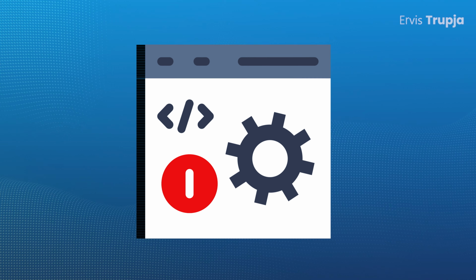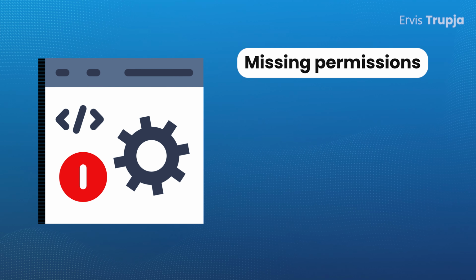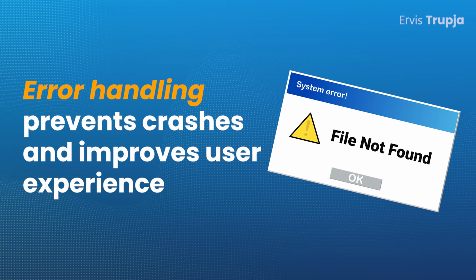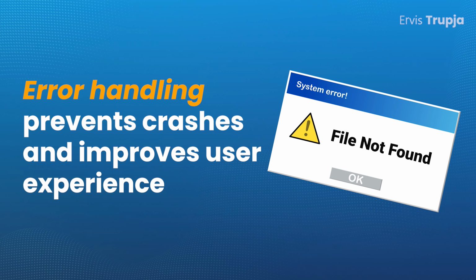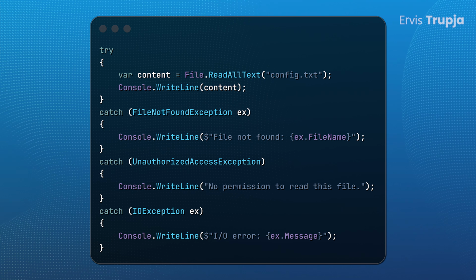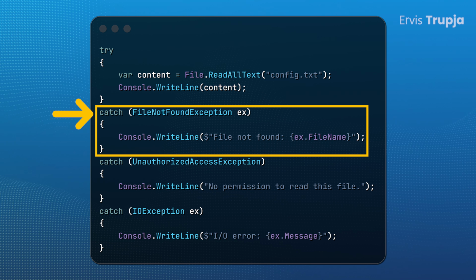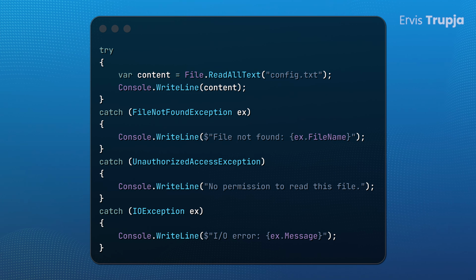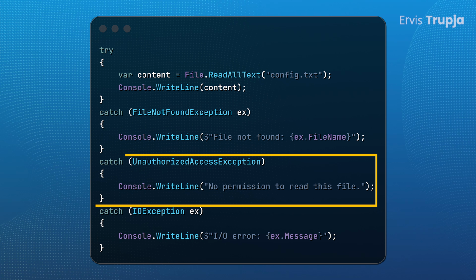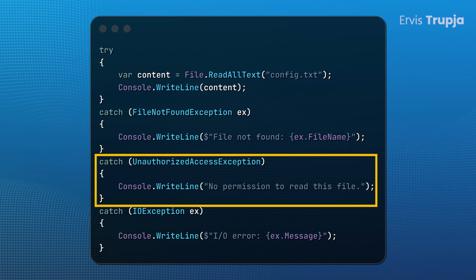File operations can fail for many reasons, including missing permissions, non-existent files, or full disks. Proper error handling ensures that your program stays robust and provides helpful messages instead of crashing unexpectedly. Common exceptions include FileNotFoundException when files don't exist, IOException for general input-output errors, and UnauthorizedAccessException for permission problems.